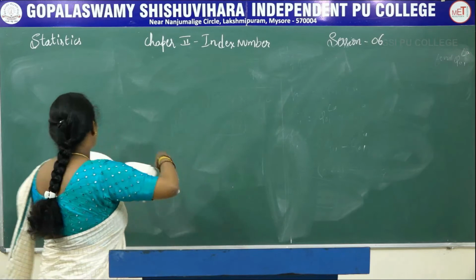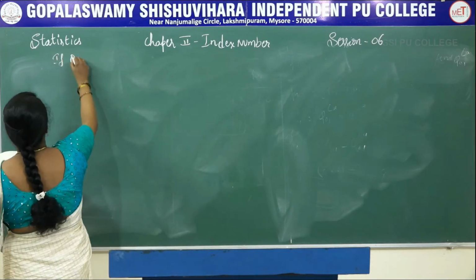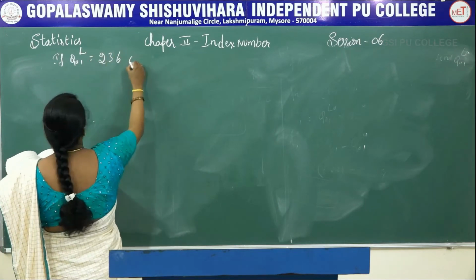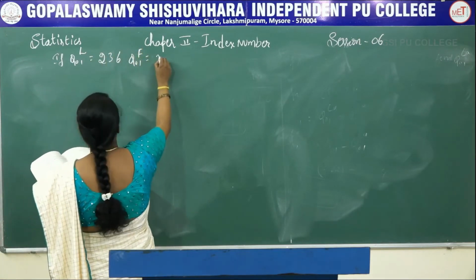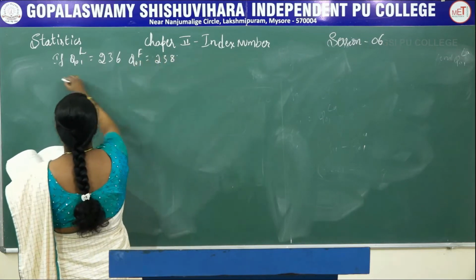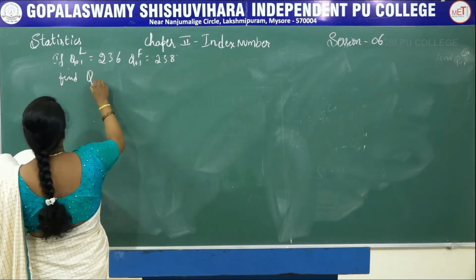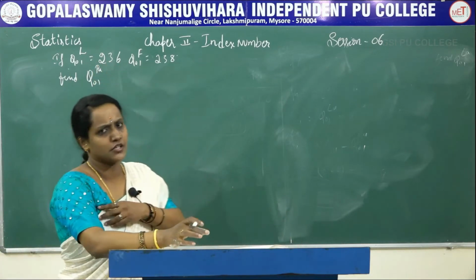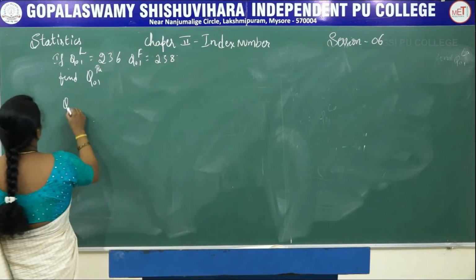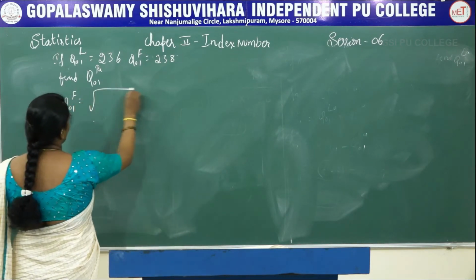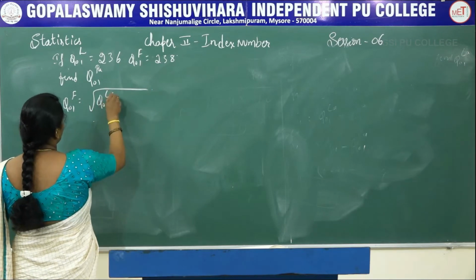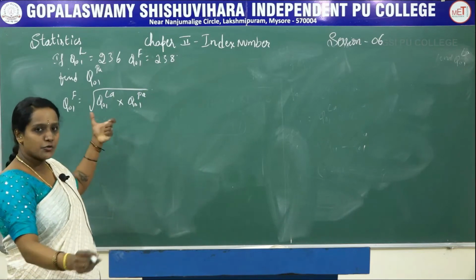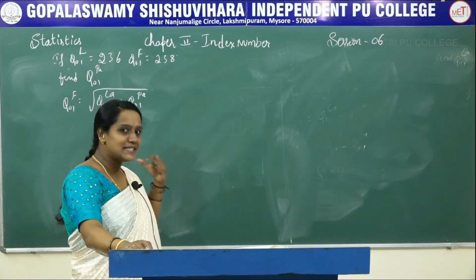Next problem. If Q01 of Laspeyres is 236 and Fisher's is 238, find Paasche's. We know the formula of Fisher's, that is Q01 of Fisher's is square root of Q01 of La into Q01 of Pa. First I should remove the square root, then I can simplify.